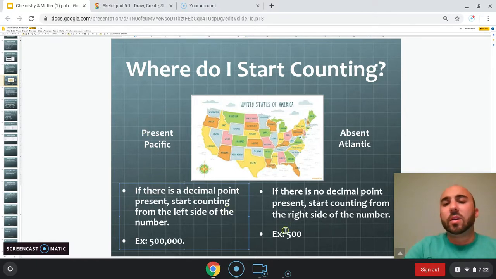And now over here, I look at this. Is there a decimal point present? No. So I'm going to count from the Atlantic side. I can only start counting when I reach a number that's not zero. So my first number here is 0. It does not count. My second number is 0. It does not count. And now I get to a 5. Now I can begin counting. So in this example, I would have 1 significant figure.